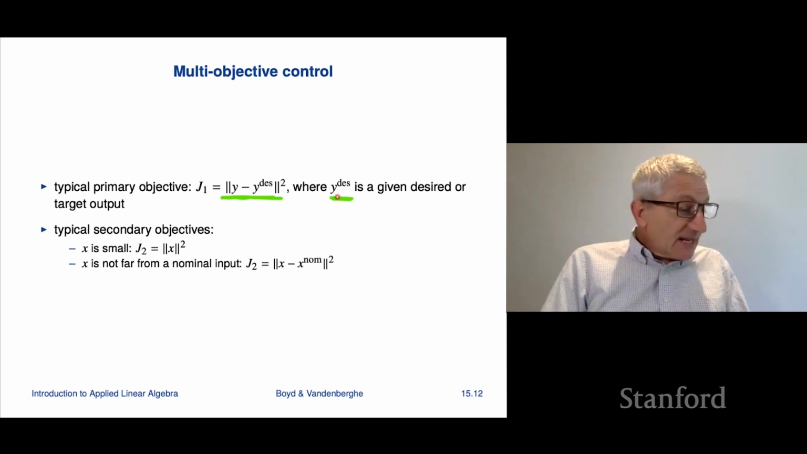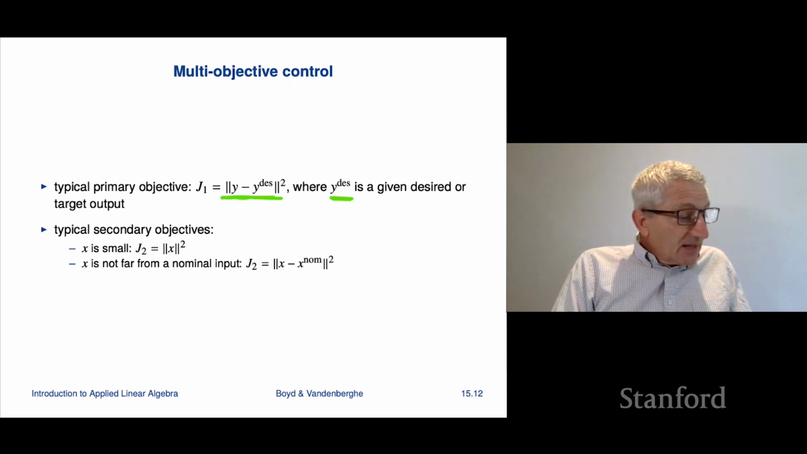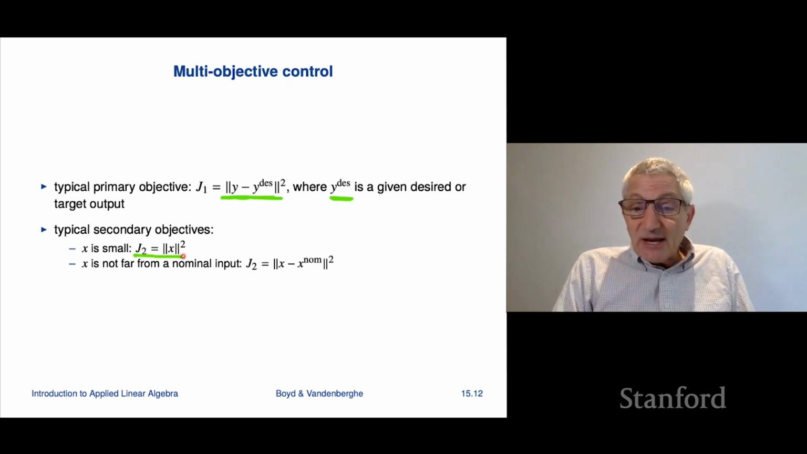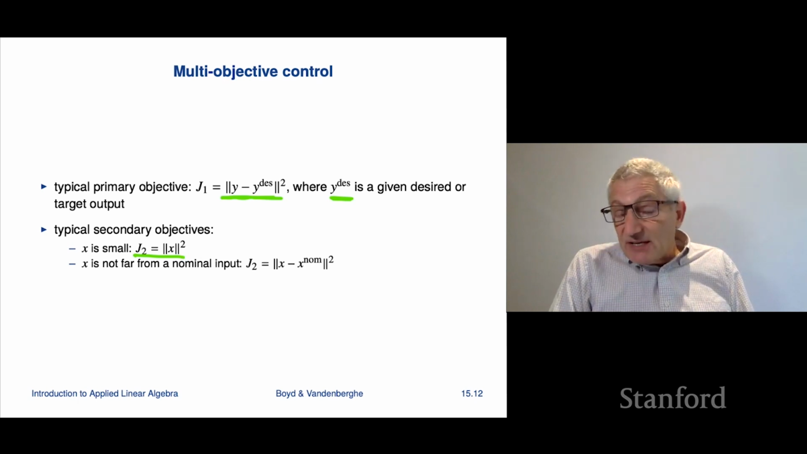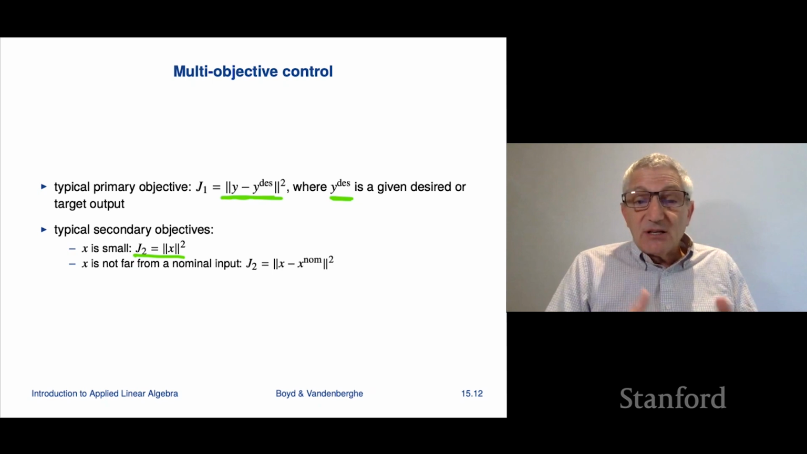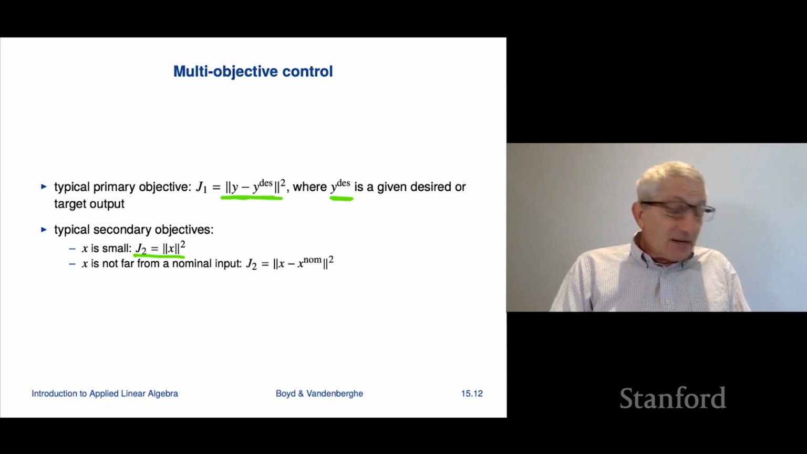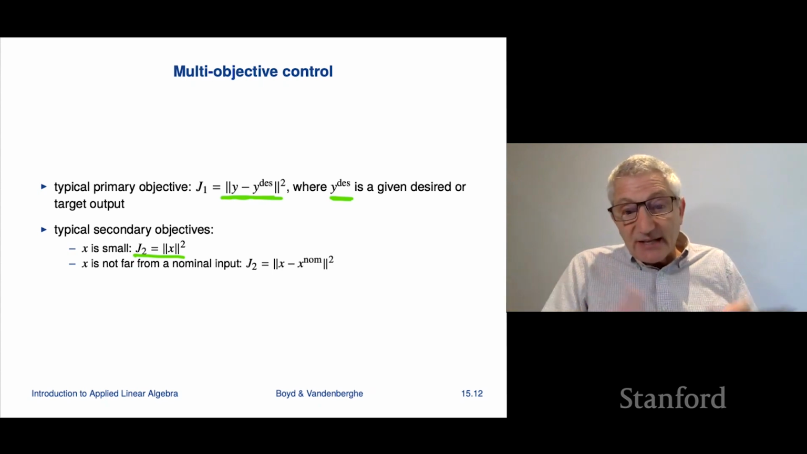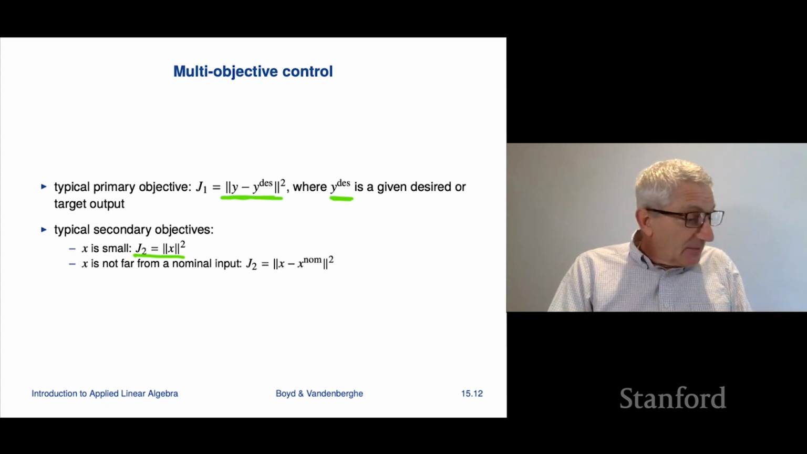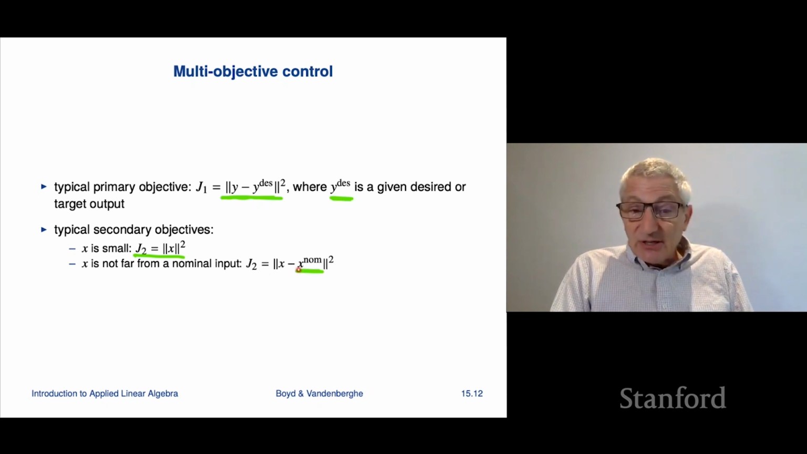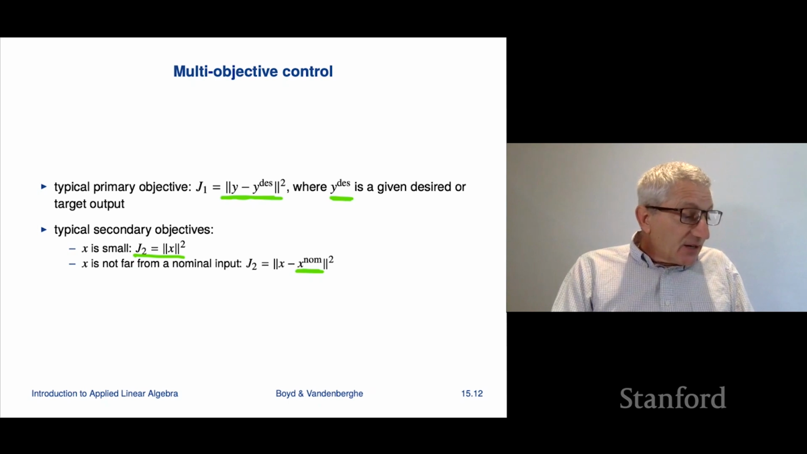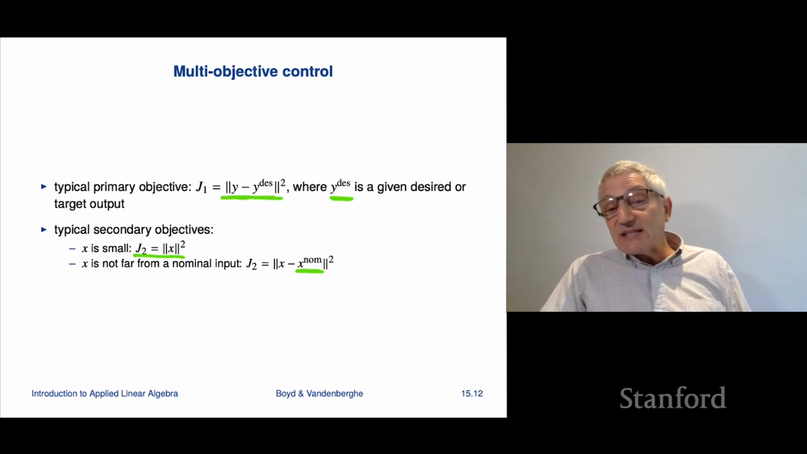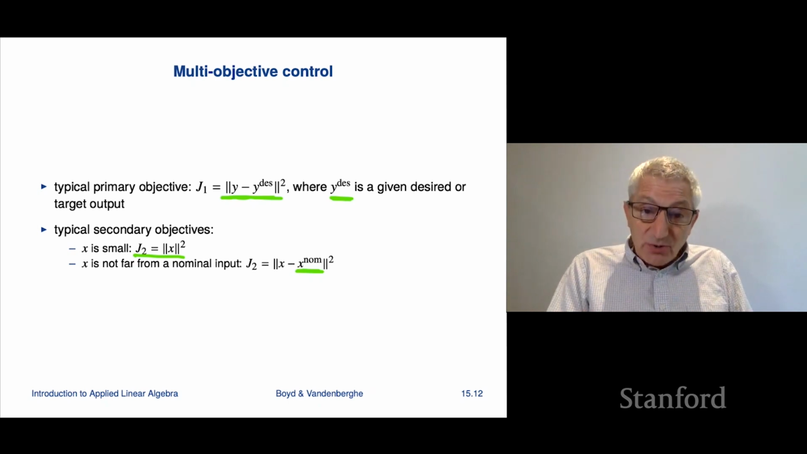Here y desired is a given vector. Now, a typical secondary objective is often just J2 equals norm x squared. The rough idea is that it expresses our idea that the input we put in should be small, and this leads to some kind of efficiency. You want to get close to the target, but you don't want to do it with a gigantic x. Or another way to do it is to have some nominal input, x nom, and your secondary objective might be not that x is small, but that x is close to x nominal, squared.